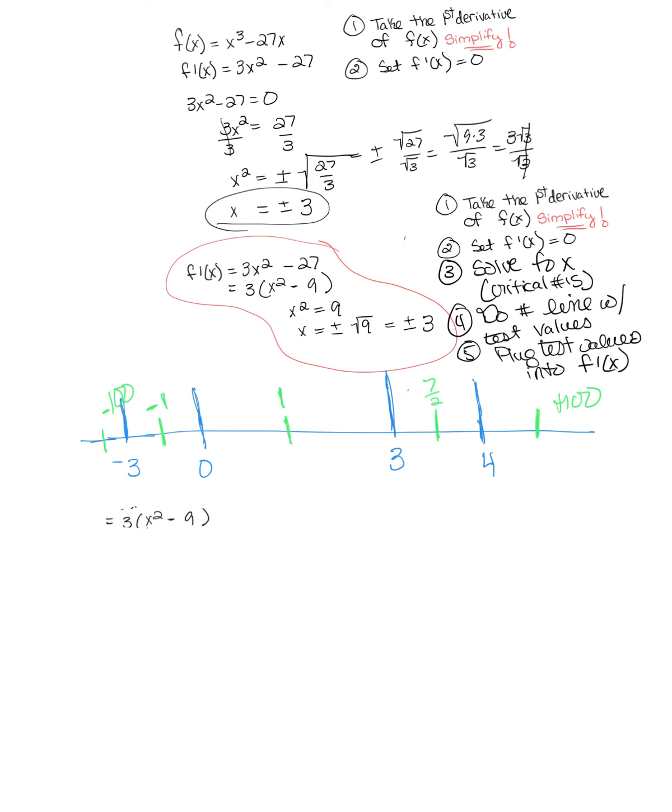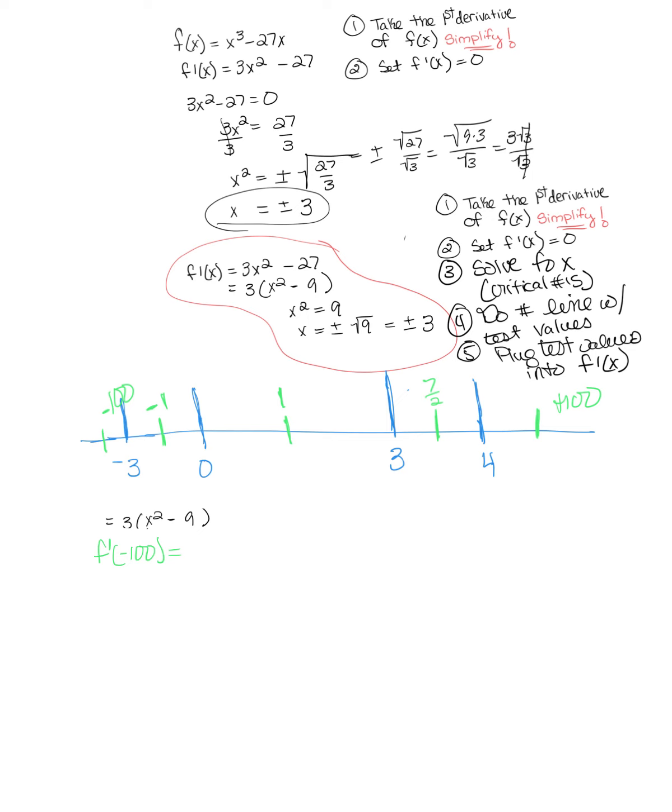All right. Probably should just rewrite that. Okay. So now we're going to plug this in. So say we have f prime of negative 100. All we want to know is the sign, right? We don't care what the actual number is.